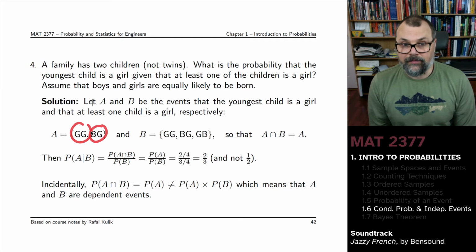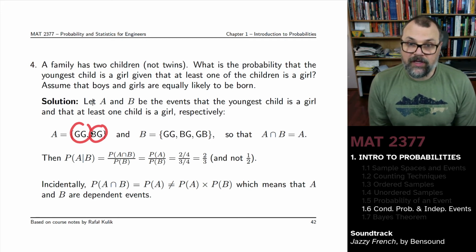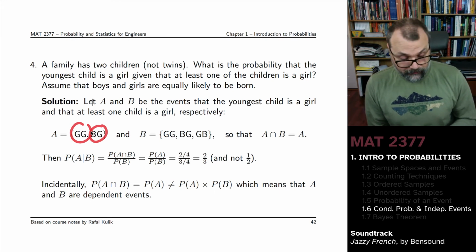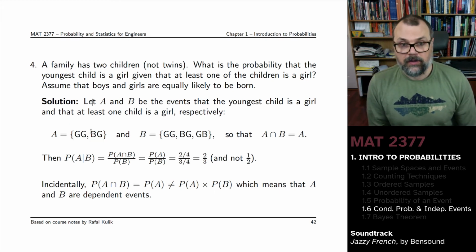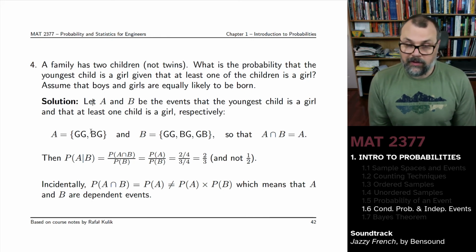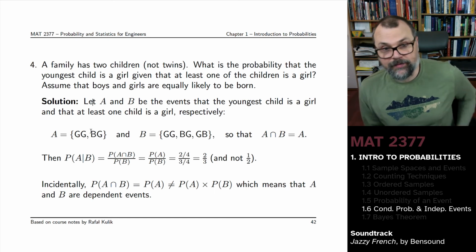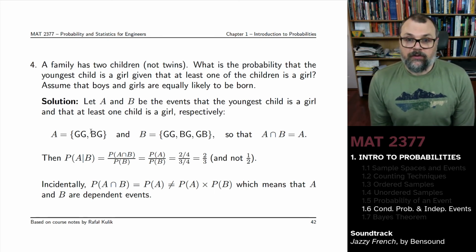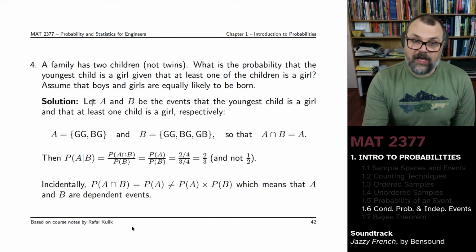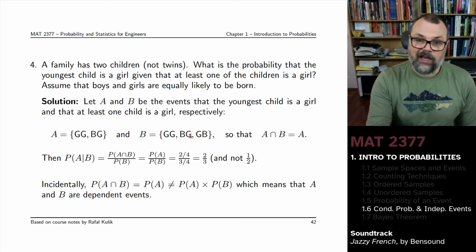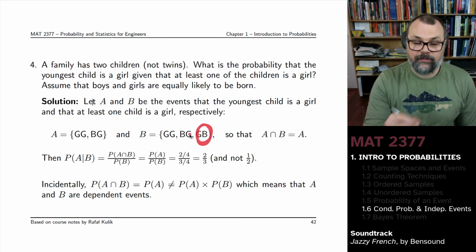So that's event A. For event B, you're looking at the outcomes where at least one of the kids is a girl. And there are three such outcomes. The only outcome that wouldn't be in event B would be the outcome where both kids were boys. Now if you look at this, the intersection of events A and B is actually A alone. Right? B contains A in its entirety together with one extra option here.